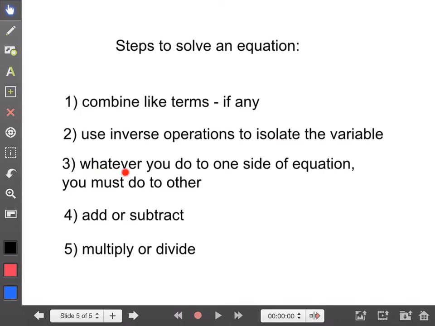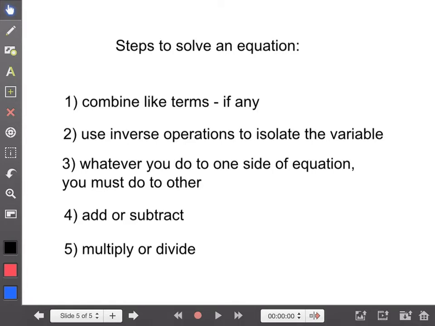Number 3, whatever you do to one side of the equation, you must do to the other. Number 4, you'll first add or subtract if you have any addition or subtraction, and then you're going to multiply and divide. And remember, your goal is to do inverse operations to isolate the variable.